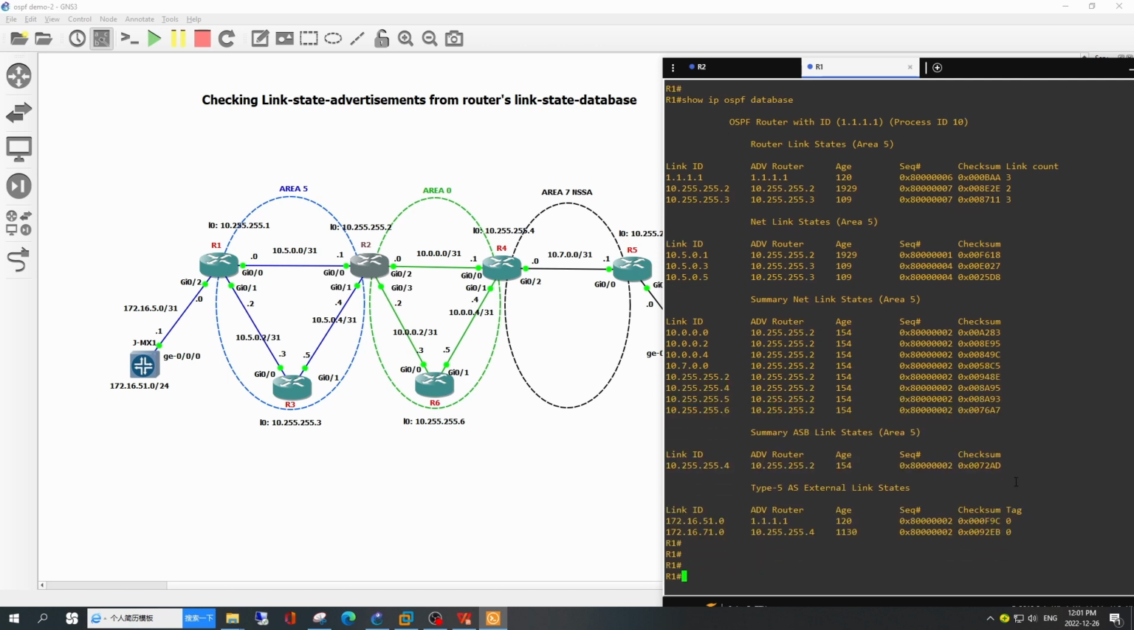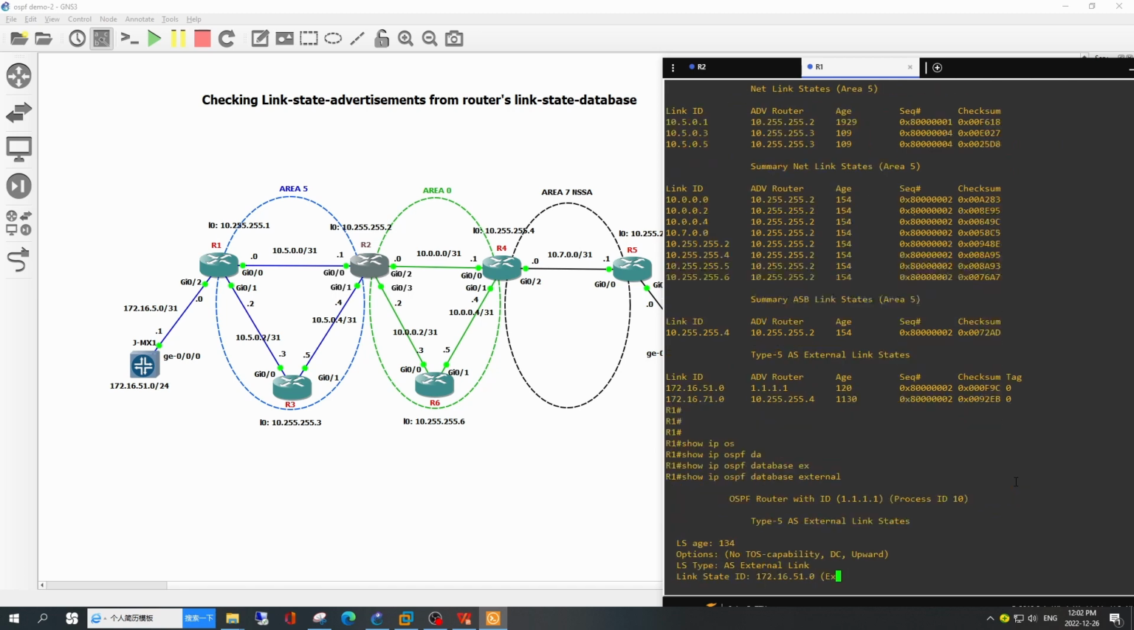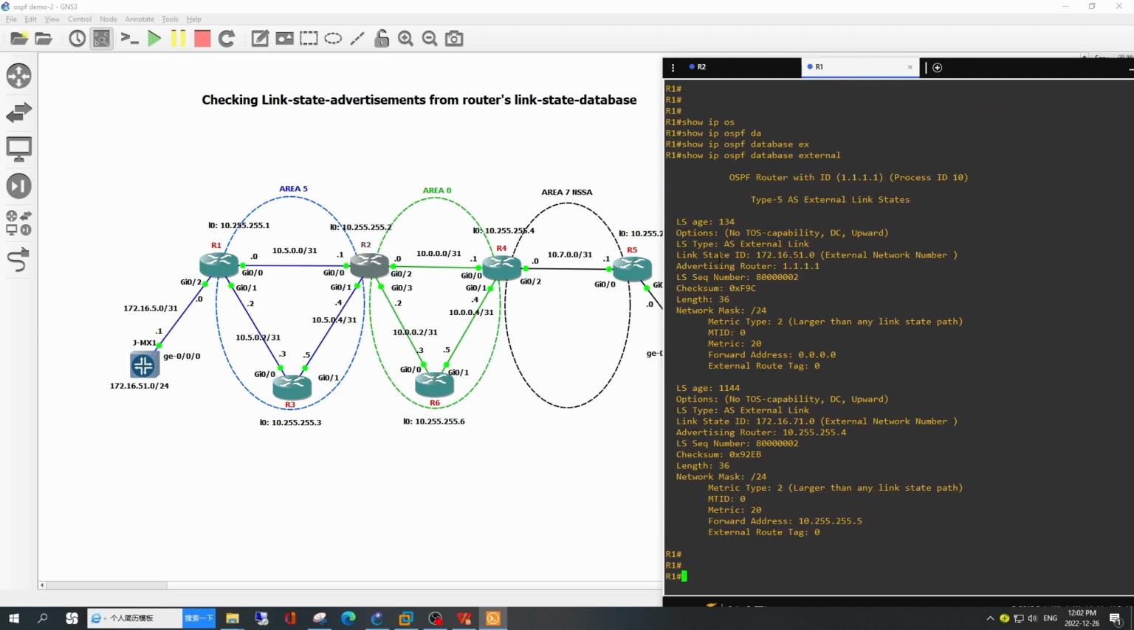If you want to see the details, use show ip ospf database external. You can see the details. It shows two externals. We want to look at the first one. The link ID is the external network, and the advertising router is 1.1.1.1, which is R1. It is regarding just the external routes. Here is a forwarding address, and the metric. A metric of 20 is the default on a Cisco router.